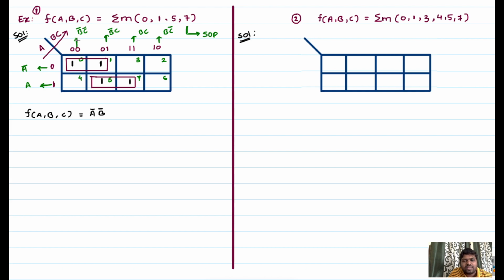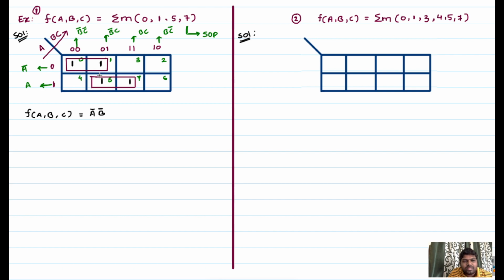Here, because of this three variable K-map, each cell has three literals or three variables. So by pairing these two ones, we eliminate one variable, and the resultant expression has only two variables or two literals, right? So if you are pairing these two square boxes, we have only two literals. Okay, one literal is removed, right?